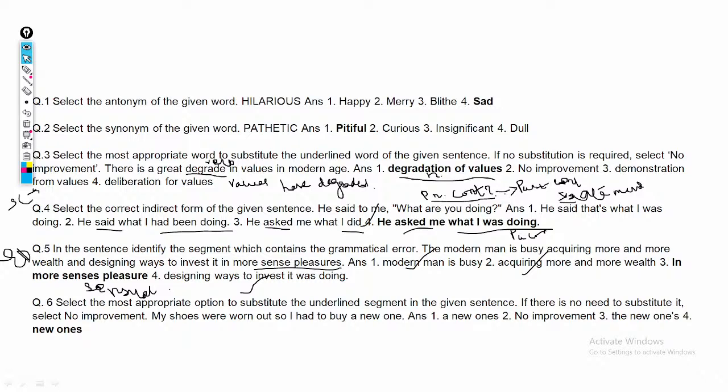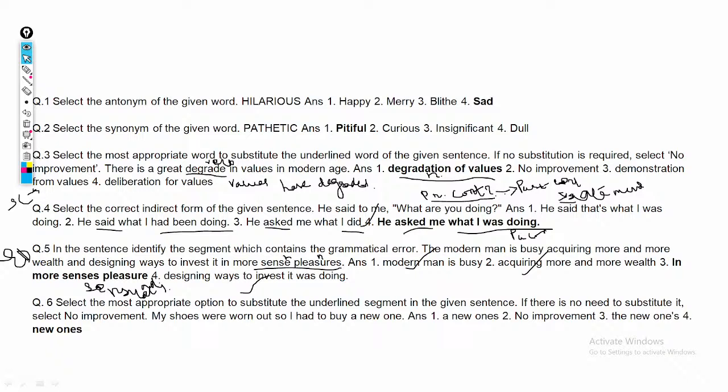So in more senses, pleasure is not the correct form. It will be sensual, because sensual is an adjective which is describing what kind of pleasure. It is a sensual pleasure. But senses, sense is a noun, isn't it? So that doesn't go. A noun can't qualify a noun. Only an adjective can qualify a noun. So this is the adjectival form, adj, right? And this is a noun. This is also a noun. So you need an adjective. This is the wrong portion.